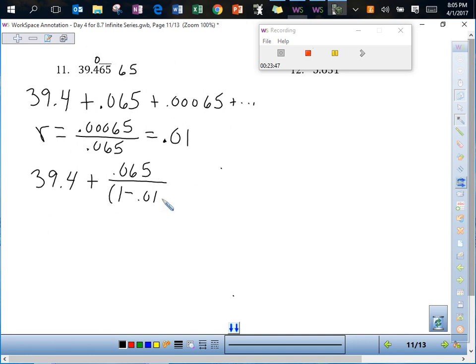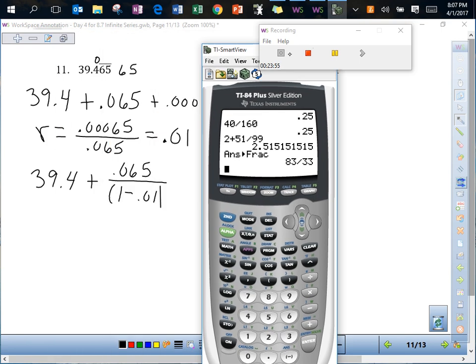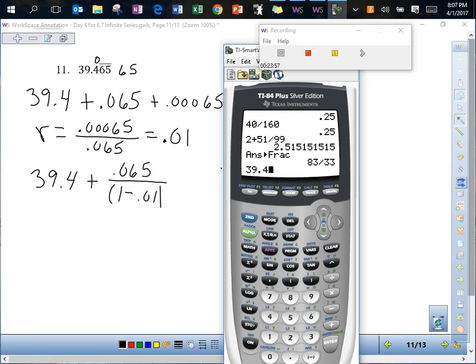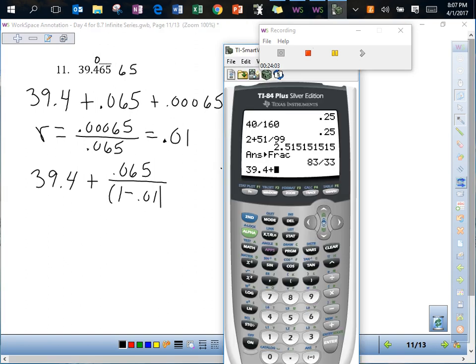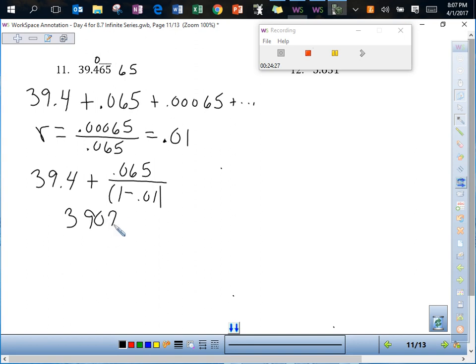Let's run that through our calculator now. So let's go 39.4 plus 0.065 divided by 1 minus 0.01. Enter. So look back up at the number, 39.4656565. Let's go math, enter, enter. So I've got this answer, 39,071 over 990. So there it is as a fraction.